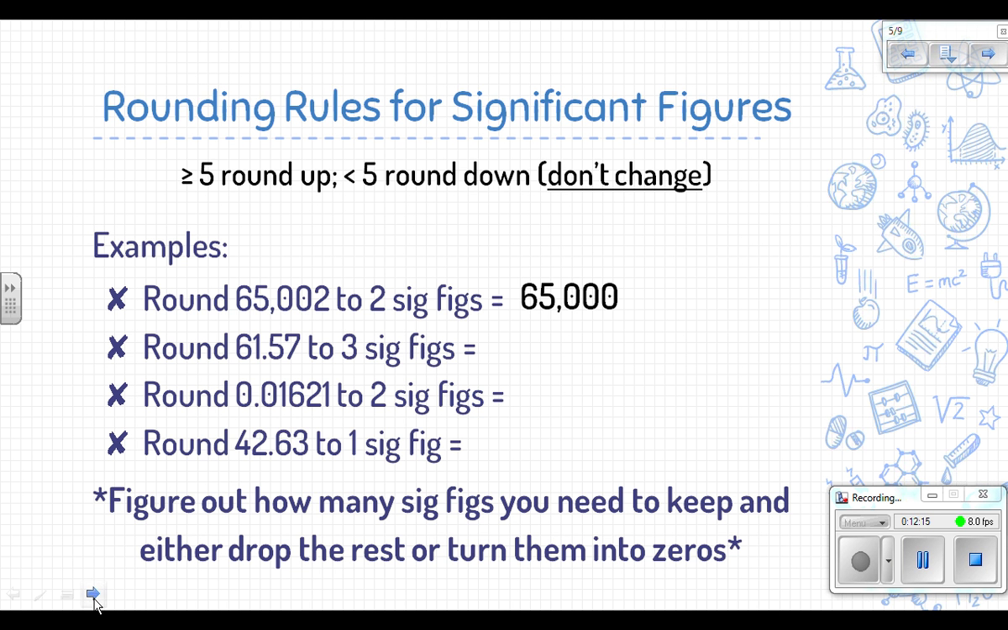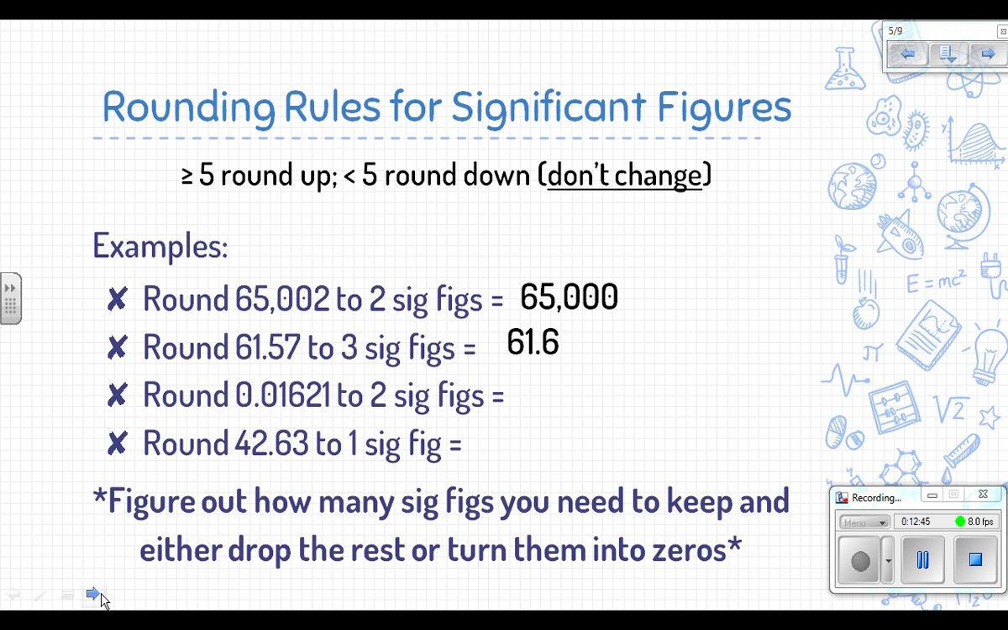All right. For the next one, we have 61.57, and we want to round to three significant figures. That means we're going to keep the 6, the 1, and the 5. We're then going to look at the 7. Well, the 7 is greater than 5, so that's going to cause the 5 to round up. So that's now going to make it 61.6.